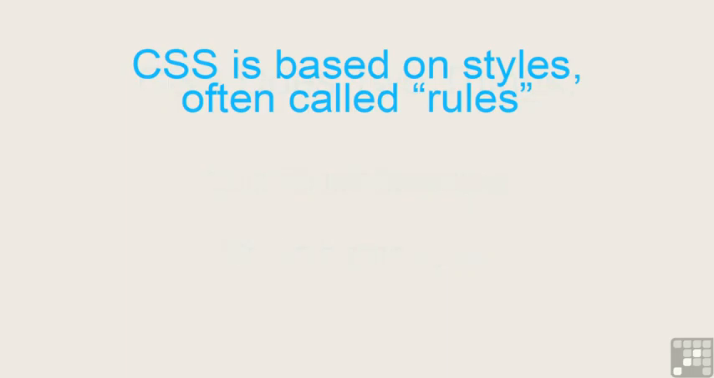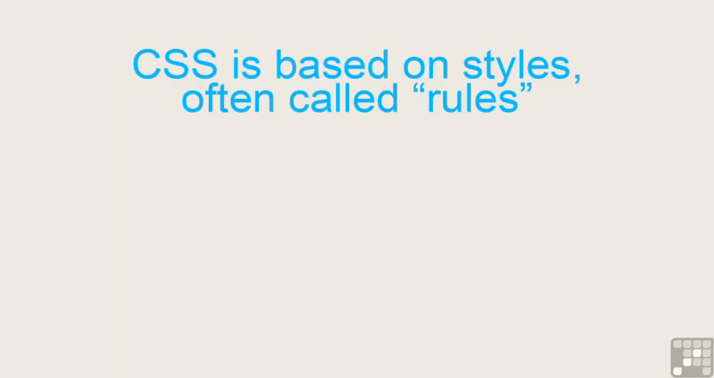Now, CSS is based on styles, and these styles are oftentimes called rules. As a matter of fact, the terms styles and rules are oftentimes interchangeable, and this is very similar to working with formatting inside some traditional desktop publishing applications like InDesign and QuarkXPress, or even some word processing applications like Word, for instance. In those programs, I can create styles to help me format my documents.